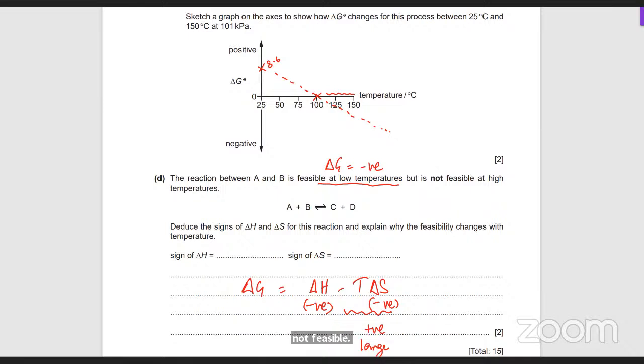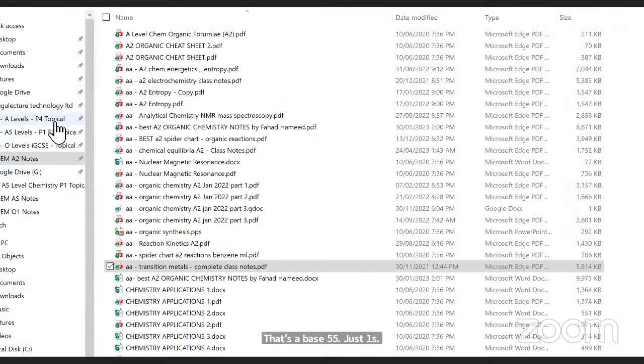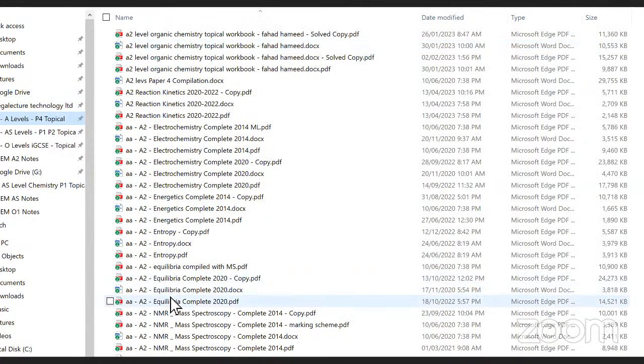The question I'm doing, one second. Okay, page 55, just one second. Page 55, right? Yeah.